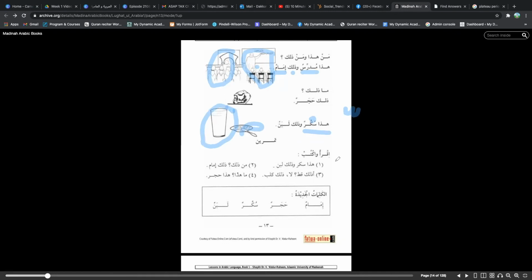Okay. Tamreen. اقرأ واكتب. So they're going to go through, and you notice now you don't have the tashkilat. So if you don't remember the tashkilat, you can always go back in the lesson and get the vowel points. Once you use it enough, you can look at the word and you'll know how to pronounce it without having vowel points on it. Okay. So هذا سكر وذلك لبن. This is sugar and that is milk.